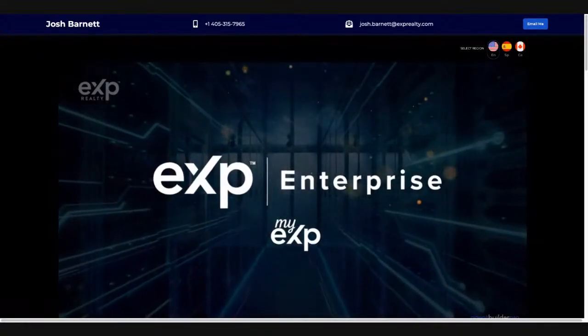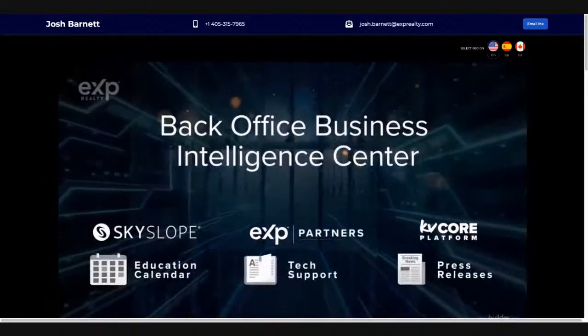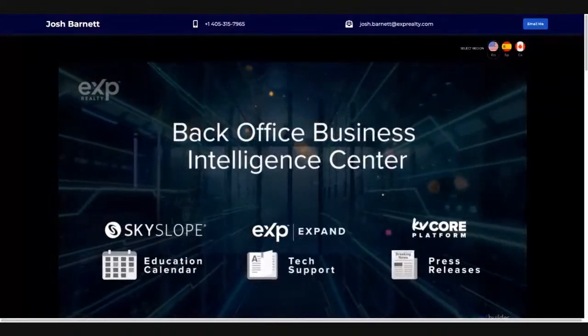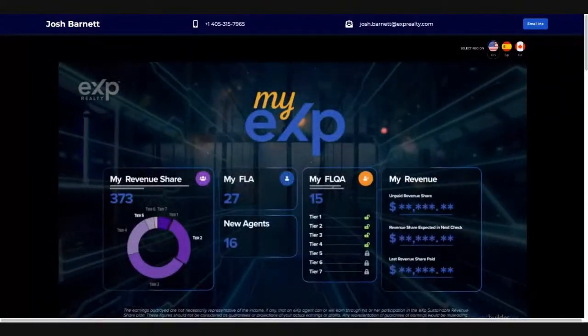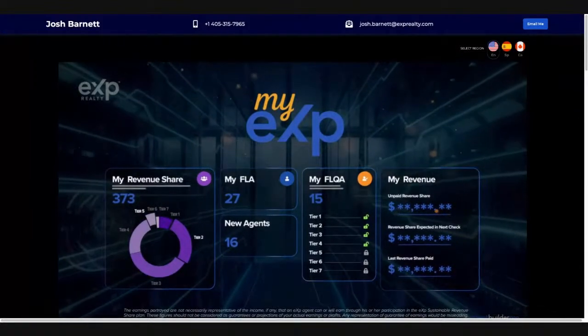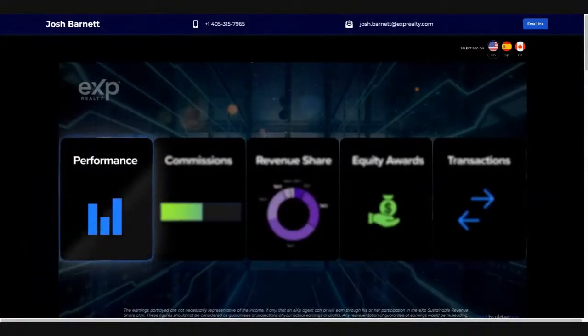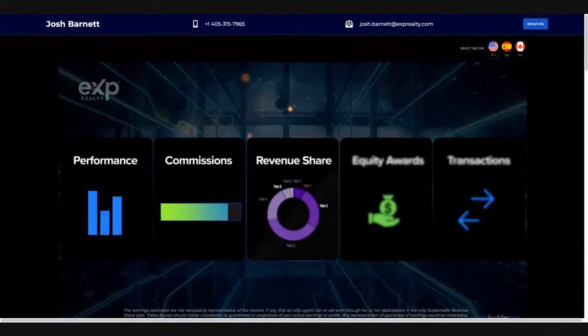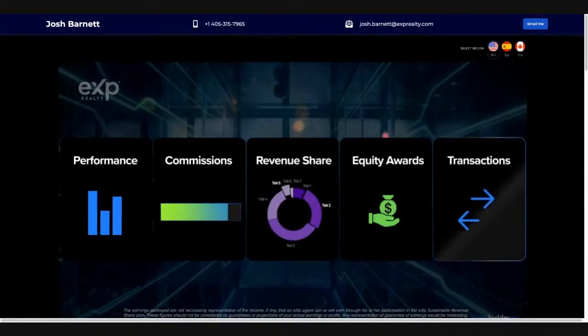One of our top priorities is building our own technology. Our back office business intelligence center gives agents both autonomy and great visibility into their business. Within your dashboard, you'll be able to monitor your performance metrics, commissions, revenue share, equity awards, transactions, and more.